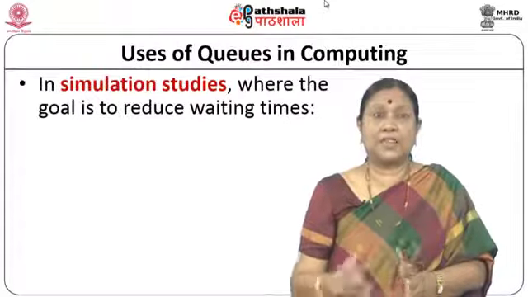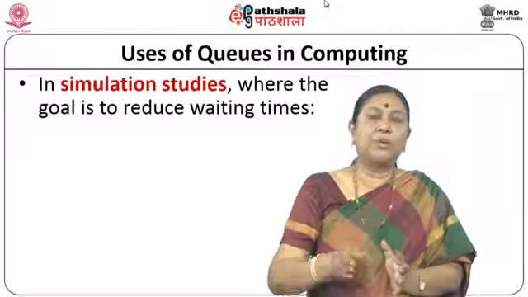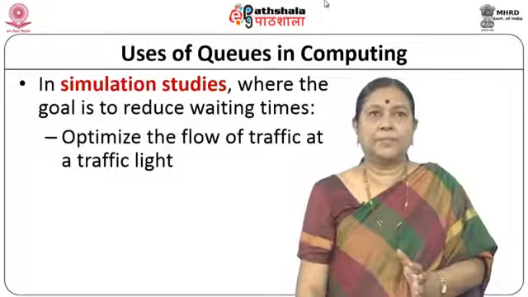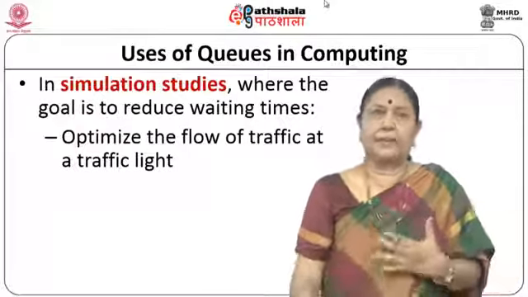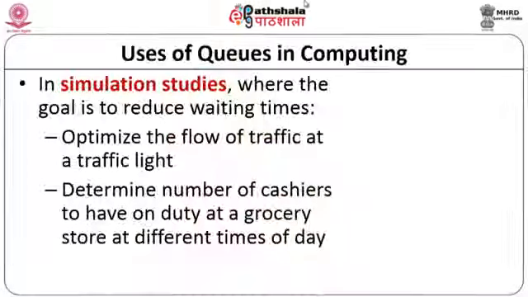In simulation studies, the goal is to reduce the waiting times. For example, if you want to optimize the flow of traffic at a traffic light, in that situation also you tend to use queues. Determine the number of cashiers to have on duty at a grocery store at different times of the day. How do you do this? If you put too many cashiers, then when the number of customers is less, they are all wasting their time. So you can take an average length of the queue at different periods of the day at the grocery store and put as many cashiers as you want depending upon the length of the queue.